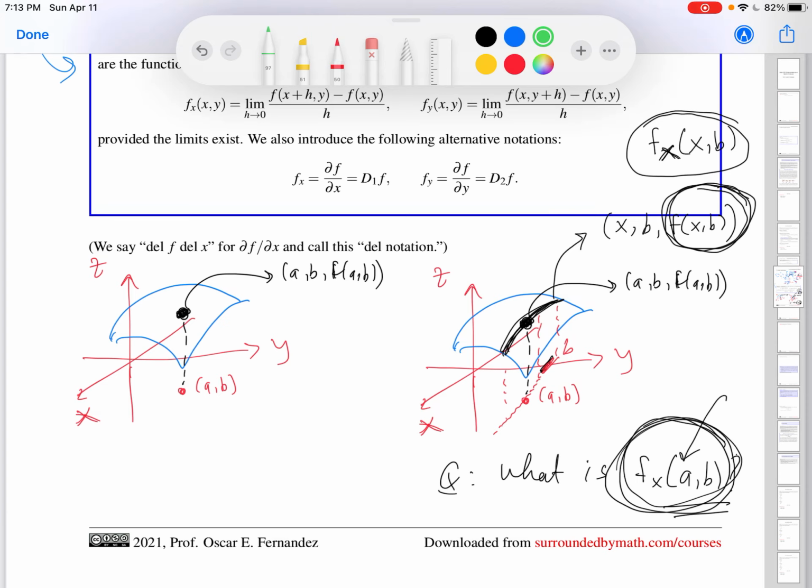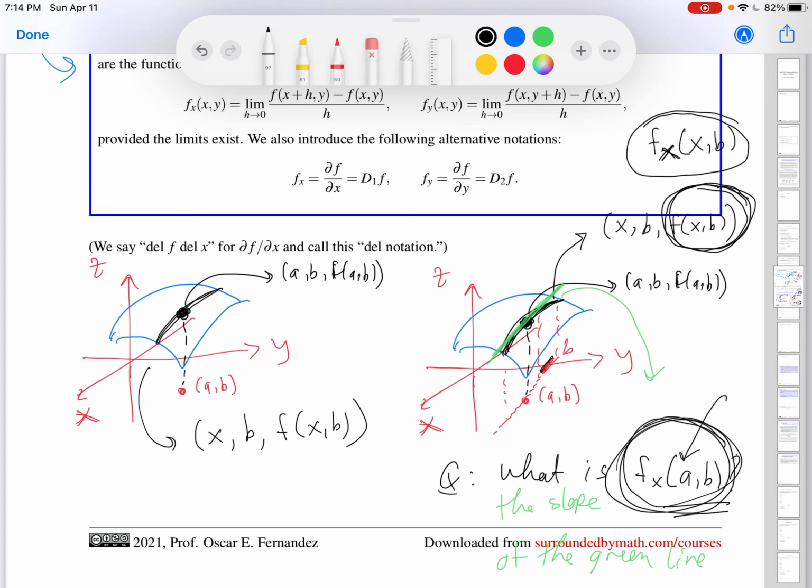Okay, so I'm going to draw that slope of the tangent line in green. There it is. So what is fx of a, b? The slope of the green line. Again, if we had to do this reconstruction over here on the left-hand side, what did I do? I drew this curve, which was the curve where x varies, y is b, and the function is f of x comma b. And then at the point a, b, f of a, b, I drew the tangent line to this curve. How would I find that tangent line? I would differentiate this function, producing the partial derivative, and then I would substitute in x equals a. So therefore that is what fx of a, b means.